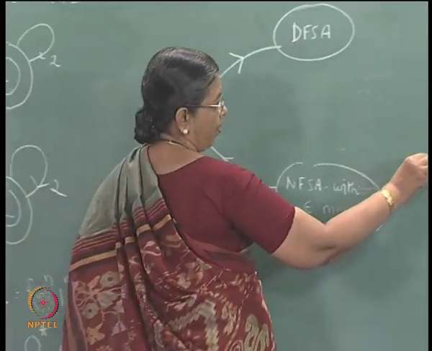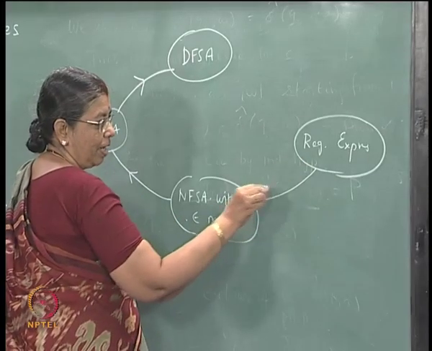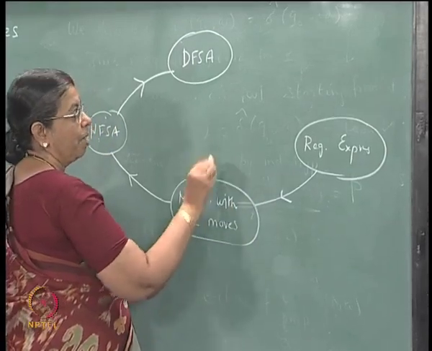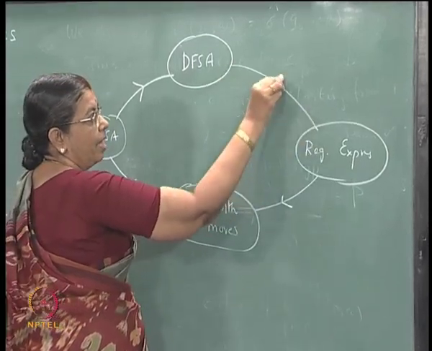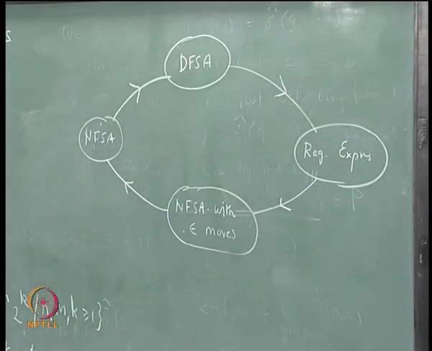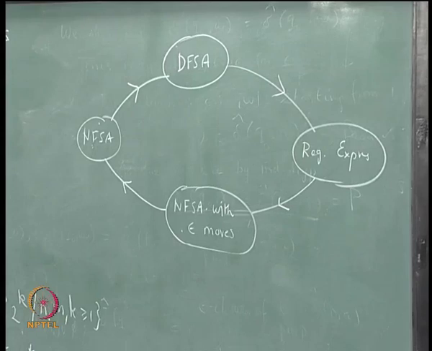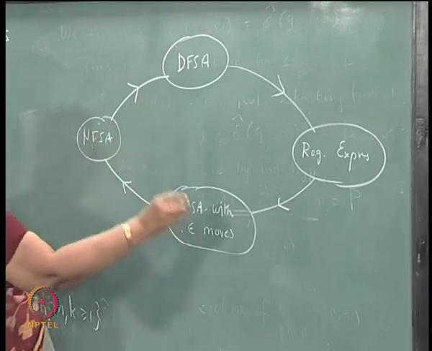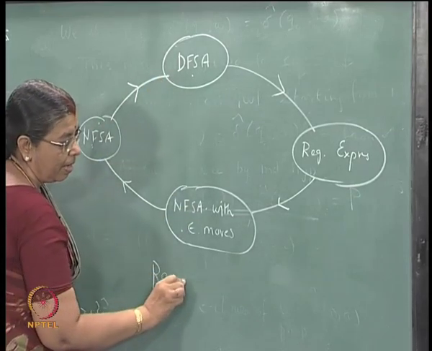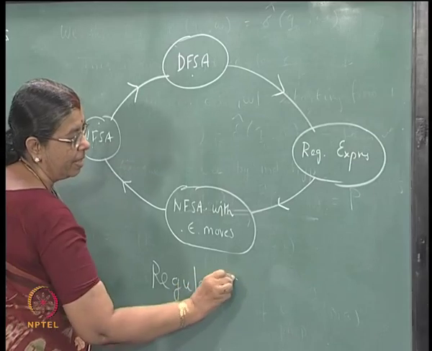And these two we have to prove: given a regular expression, how to construct the NFSA with epsilon moves, and given a DFSA, how to construct the regular expression. These two portions we have to see. The language accepted by all these three is the same, it is called a regular set.